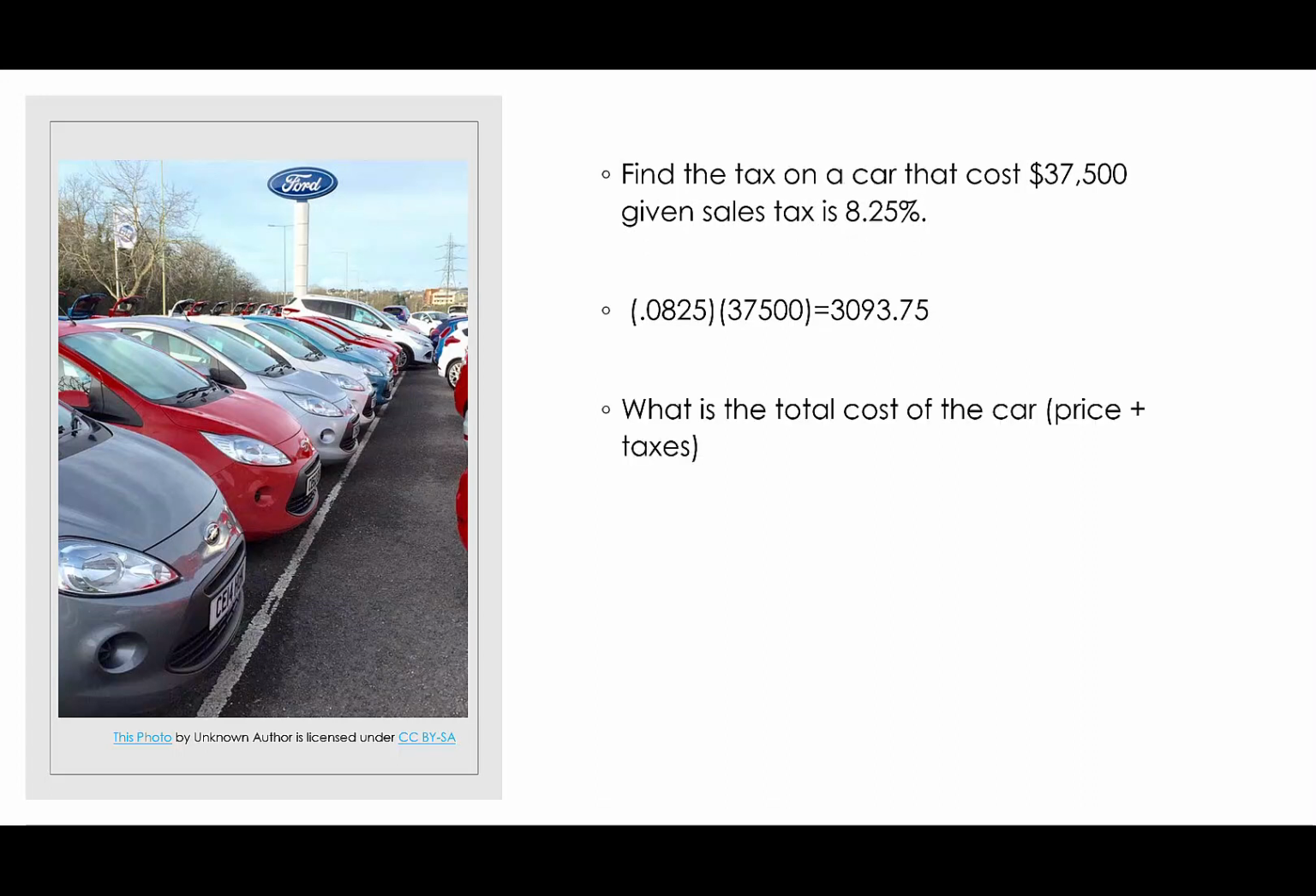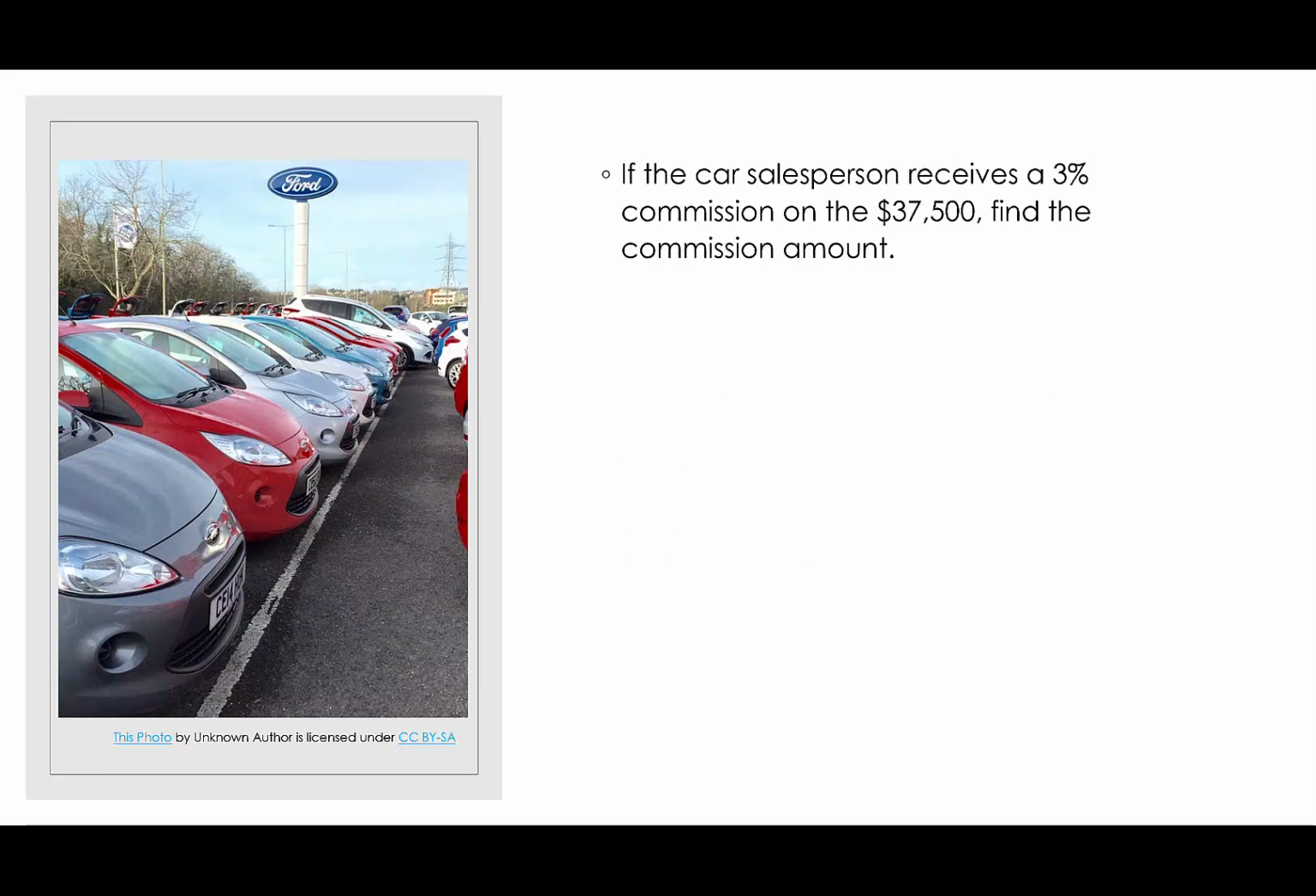$3,093.75. If we then want to find the total cost of the car, meaning the price plus the taxes, we would add the tax to the original amount of the car. This says $37,500 plus $3,093.75 is equal to $40,593.75. If the car salesperson receives a 3% commission on the $37,500, let's find the commission amount.